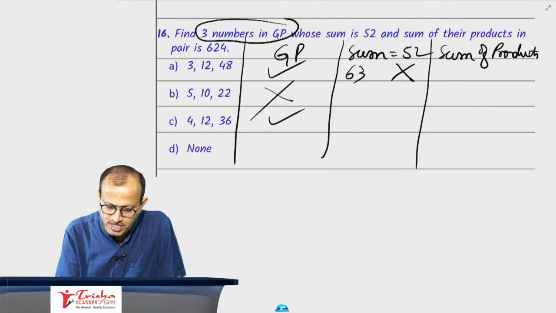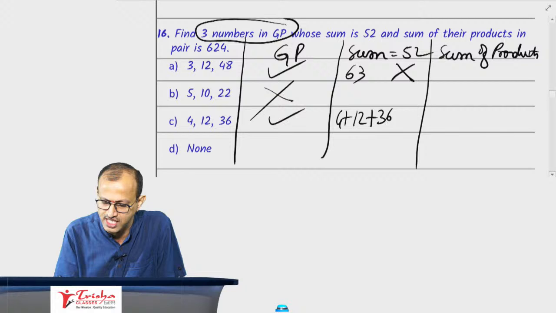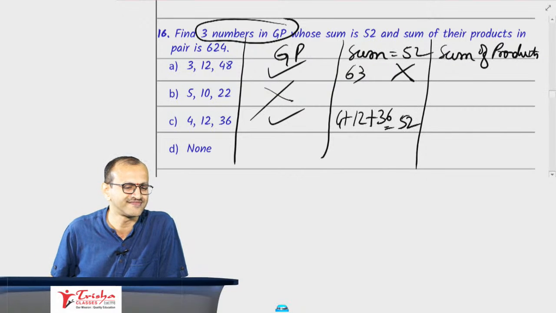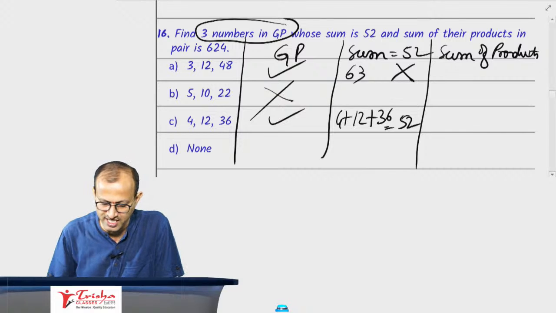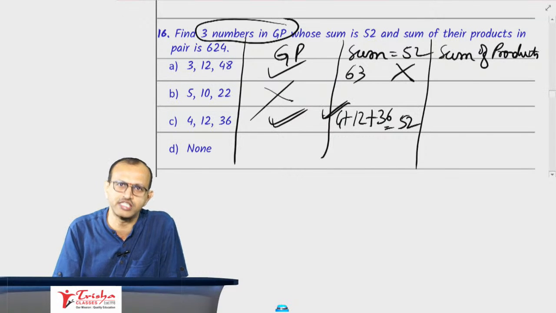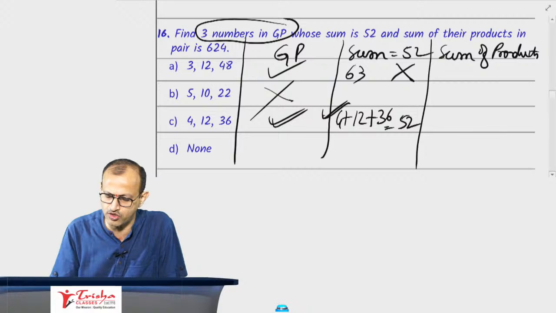Let us verify. Sum is equal to 52. Calculator. 4 plus 12 plus 36. Is it 52? Excellent. So, the option C holds good for condition of GP, condition of sum is equal to 52.